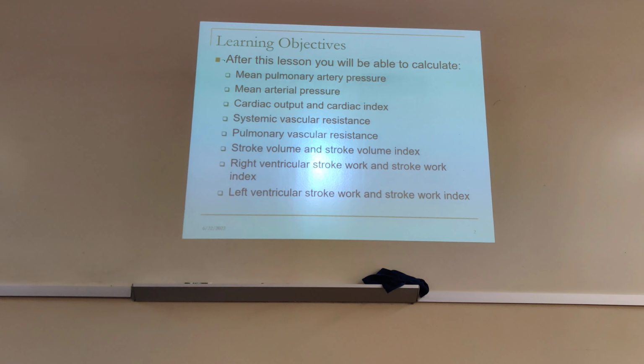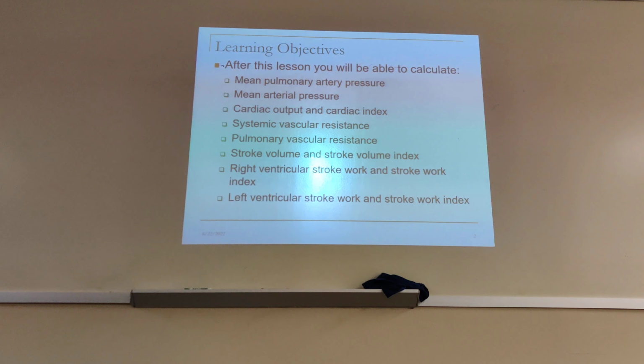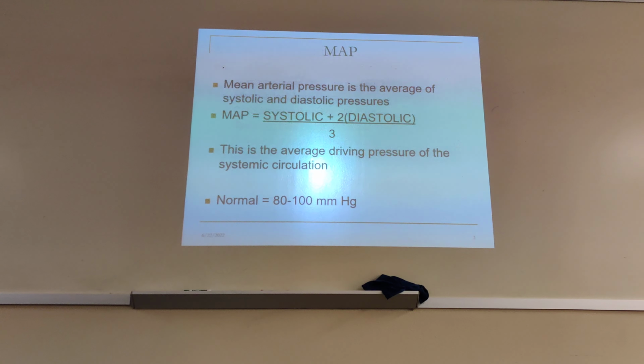On your tip gauge, you see it there. We're going to calculate everything: the mean pulmonary arterial pressure, the mean arterial pressure, cardiac output and cardiac index, systemic vascular resistance, pulmonary vascular resistance, stroke volume and stroke volume index, right ventricular stroke work and stroke work index, left ventricular stroke work and stroke work index. Okay, so, yeah. Can we get the PowerPoint?